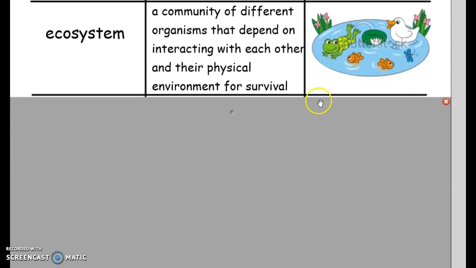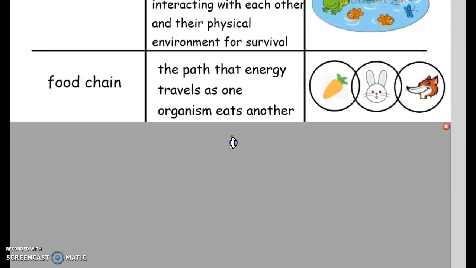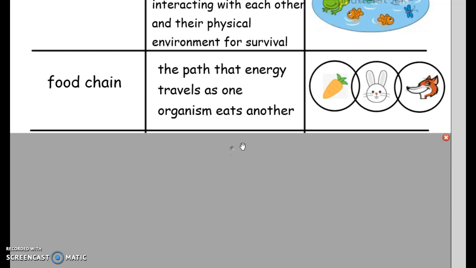The next word is food chain. A food chain is the path that energy travels as one organism eats another. So we have the bunny who eats the carrot, gains the energy from that carrot, but the fox, look how sly he looks, who eats the bunny, gains the energy from the bunny and the carrot.